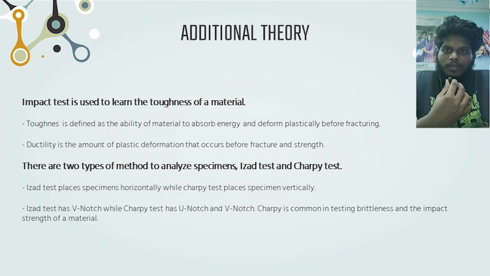For the impact test, a pendulum is needed to swing from a fixed height and strike the standard impact specimen, as it is able to deliver sudden and dynamic contact to the load. There are two types of methods to place the specimens, named the Izod test and the Charpy test. For the Izod test, the specimen is faced vertically to the pendulum, while in the Charpy test it is faced horizontally. The Izod test only has a V notch, but the Charpy test has both U notch and V notch. Charpy is common in testing brittleness and the impact strength of a material.